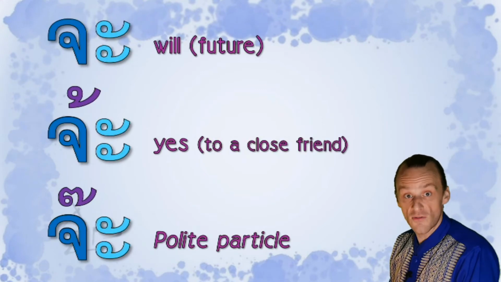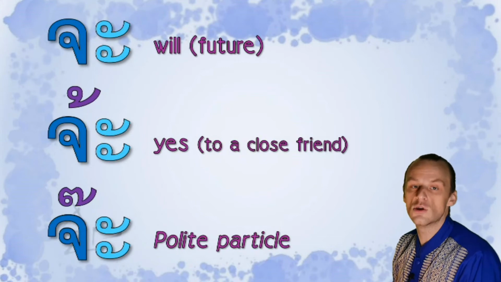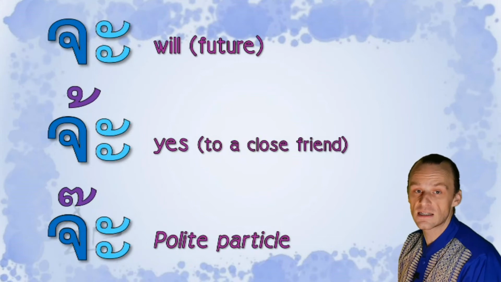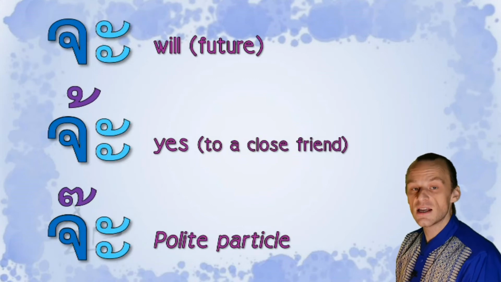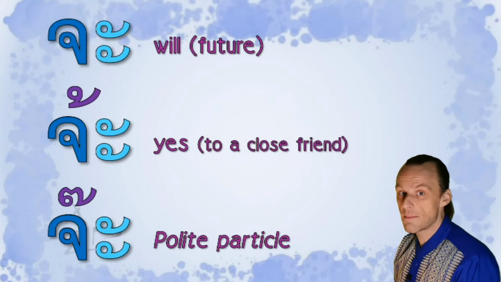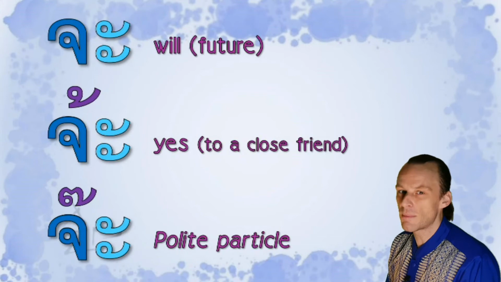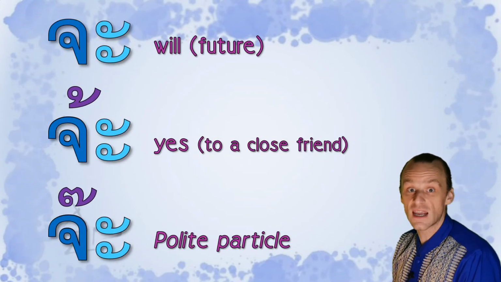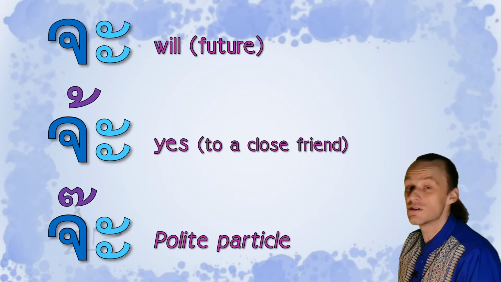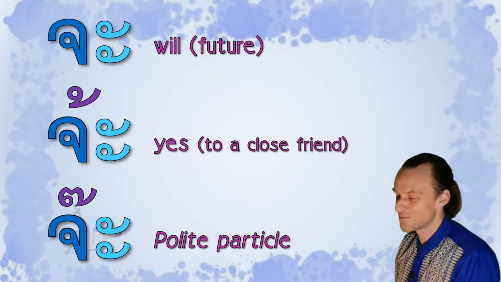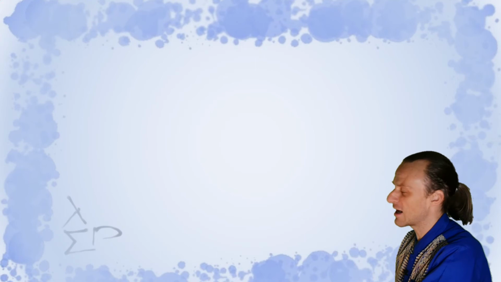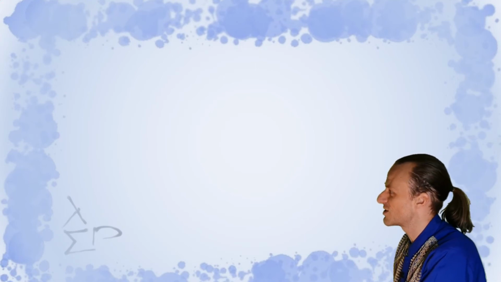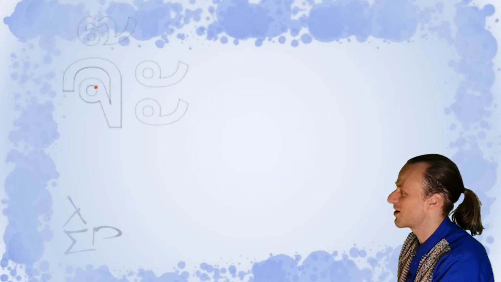Ja is an informal way to say yes, so you would use it with friends or close relatives or something like that. And likewise, ja is a polite particle like kap or ka, but maybe a little bit more intimate and close. It's usually used by women, but it can be used by men if they want to be especially cute. So let's just quickly look at how we write those letters, and it's all pretty much the same, so we won't spend too much time on them.